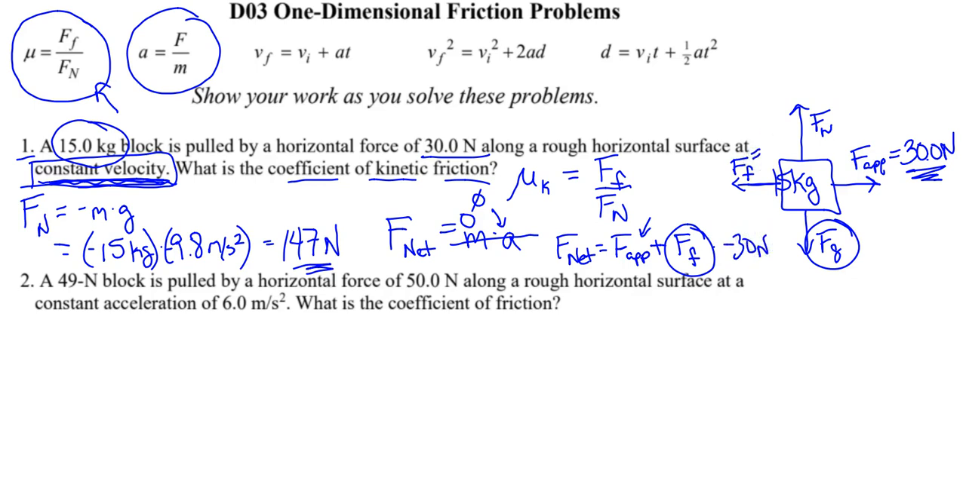So since our arrow is pointing to the left, we can just say that our force of friction is 30 newtons. Okay? And then the last thing that we need to do is plug these values that we've just found, 30 newtons in for the force of friction, and 147 newtons in for the normal force, and that will give us our coefficient of friction.